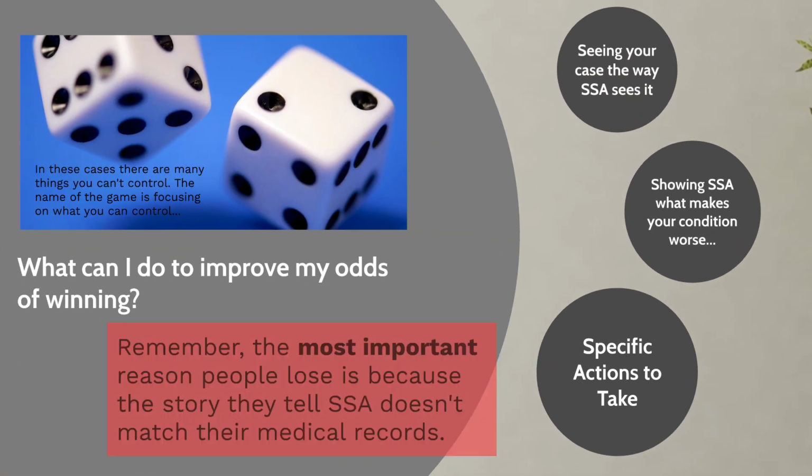Now, with that, let's go ahead and talk about specific actions you can take. But again, I just want to reiterate this point one more time. I'm going to restate it in a different way. The most important reason people lose their disability case is because the story they tell Social Security is not supported by their medical records. If you tell Social Security that you have seizures once a week, they will be looking in the medical records for documentation of seizures that are happening once a week. If it's not there, it doesn't support it, they won't believe you.